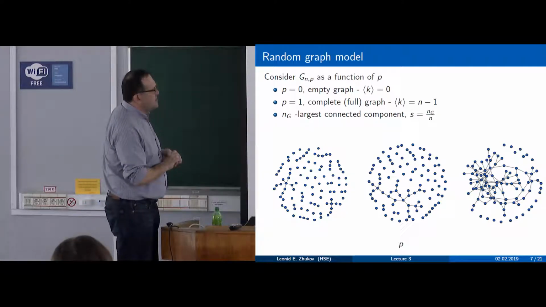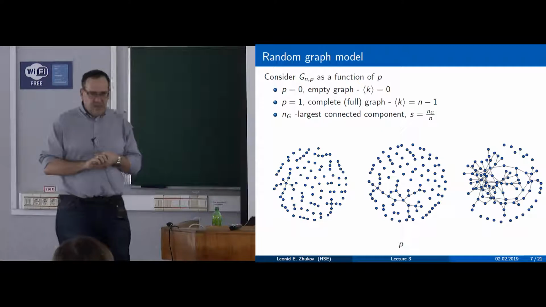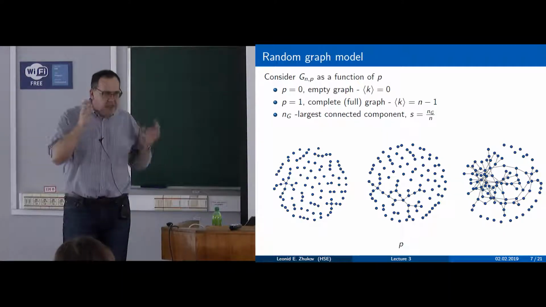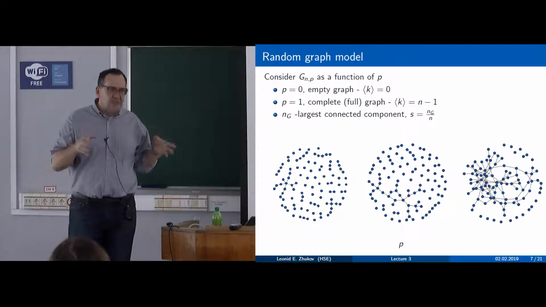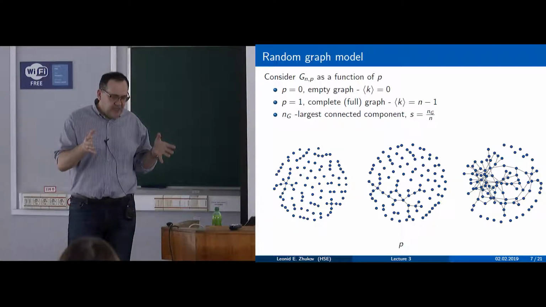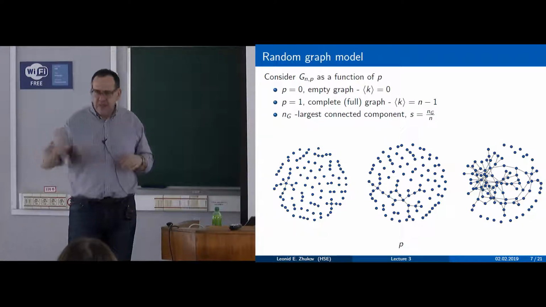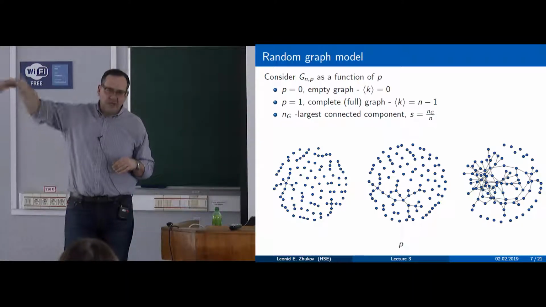Now, what's really interesting with these graphs is the following situation. Think about it. When P, the density or the probability of connecting, is equal to 0, it's an empty graph. There are no connections. When it is very large, when P is equal to 1, everything is connected.